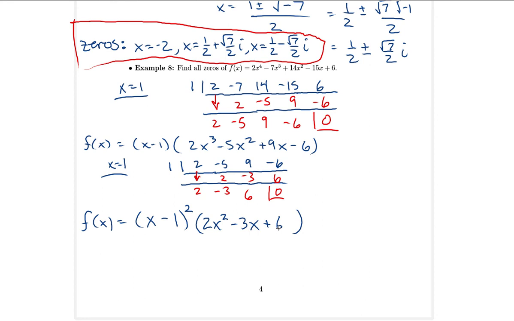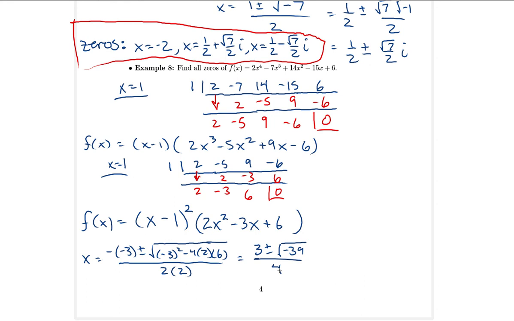All right, and then we can go ahead and use our quadratic formula. So this is x equals the opposite of negative 3 plus or minus the square root of negative 3 squared minus 4 times 2 times 6, all divided by 2 times 2. So this is going to be 3 plus or minus the square root of negative 39 over 4, or 3/4 plus or minus square root of 39 over 4, i.